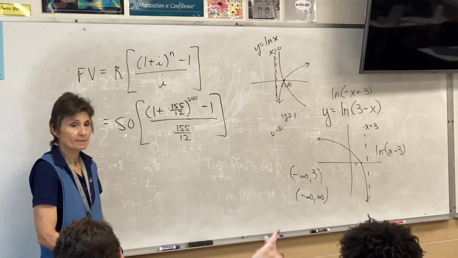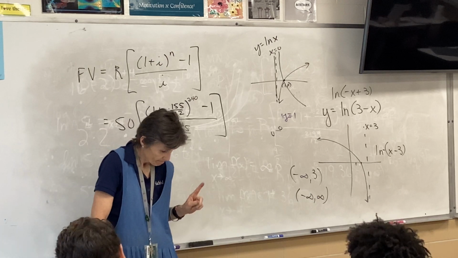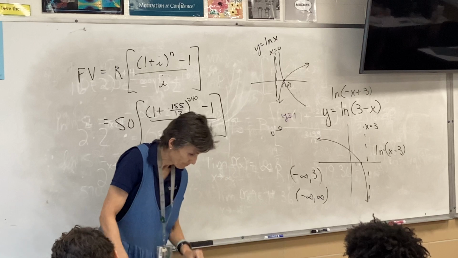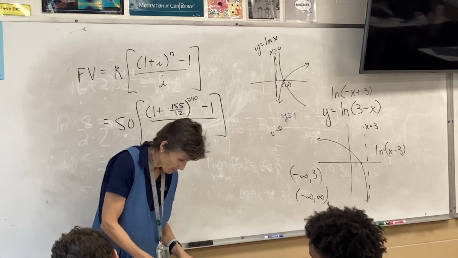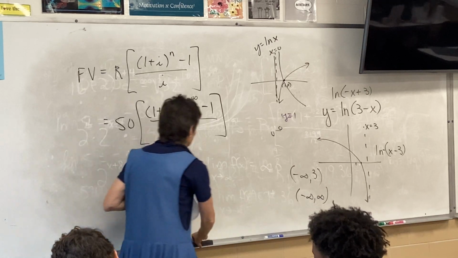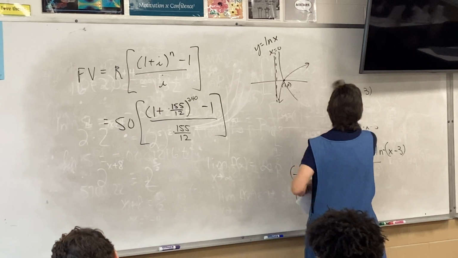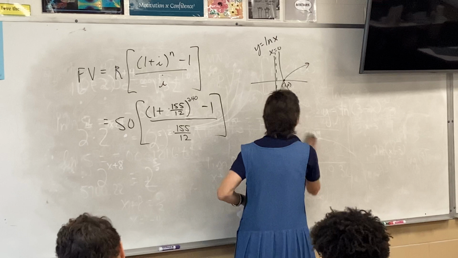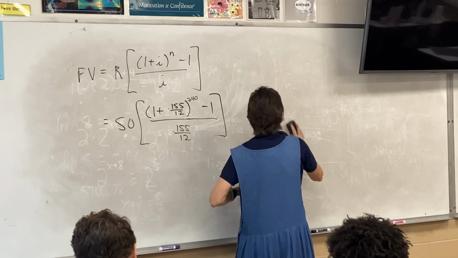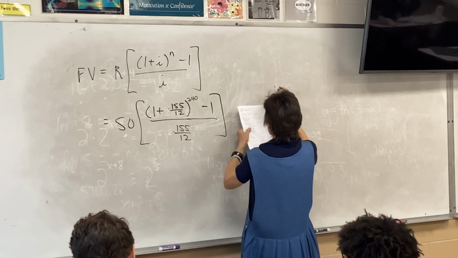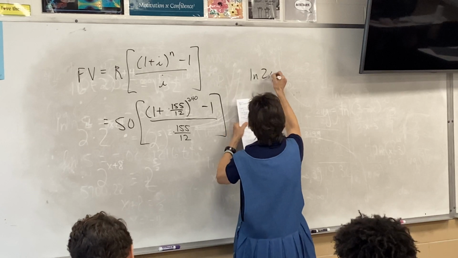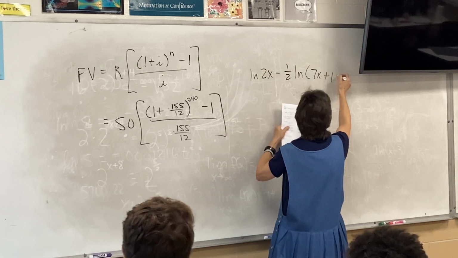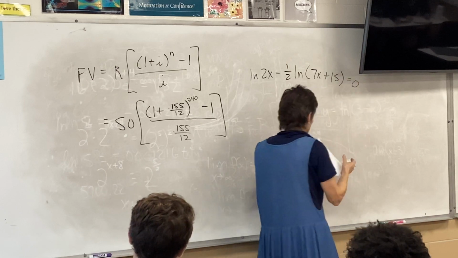All right, who else? Can we do 3C on the no calculator? 3C. So you plug that in and you want to do the same amount of money at the same amount of time, but just change. Okay, it's a logarithmic equation.